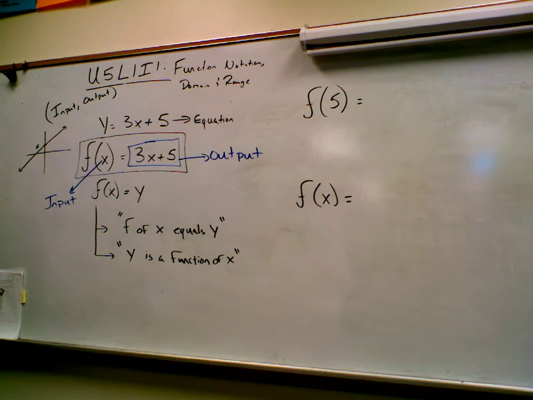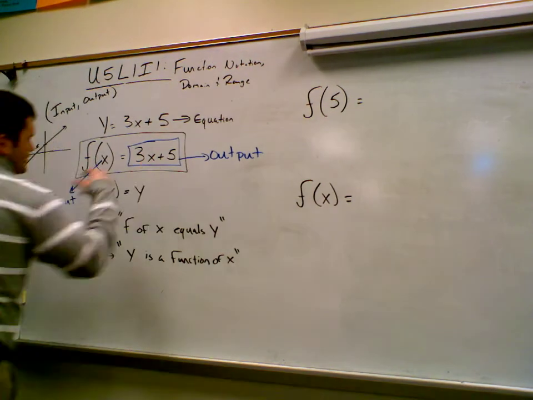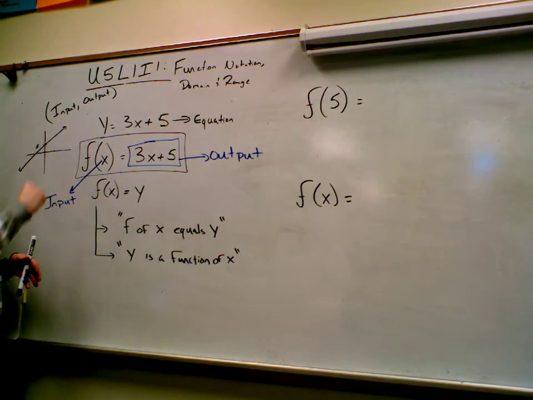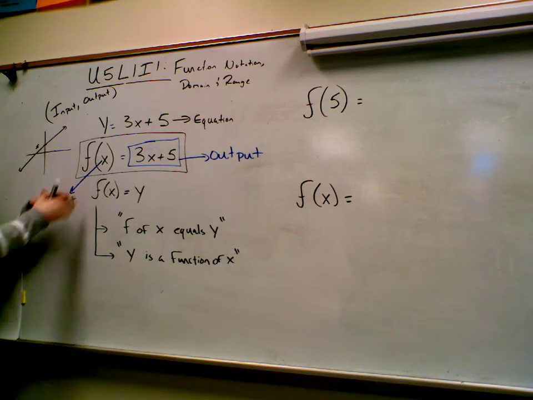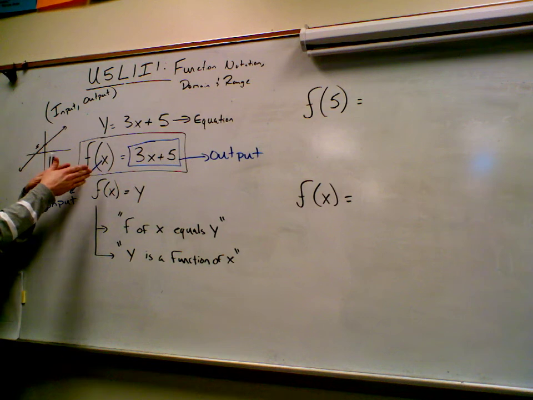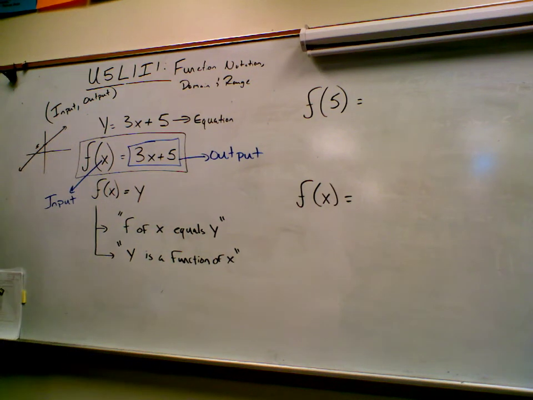Or if you see something like this, f of x equals this, it's not saying f times x. It's saying the function of x equals that. So to find my outputs, we use that equation. Okay. Does that make sense, guys?